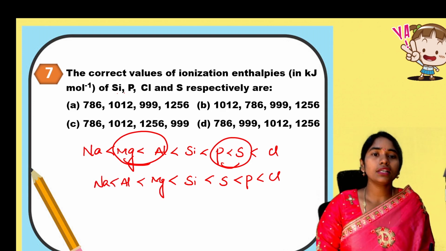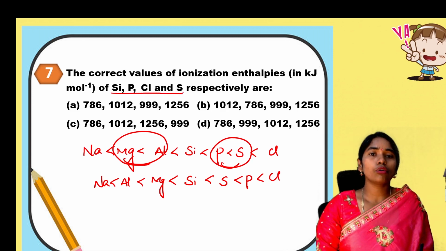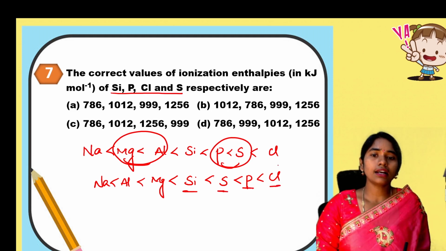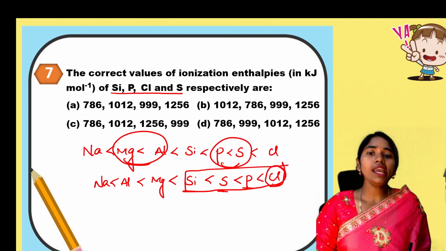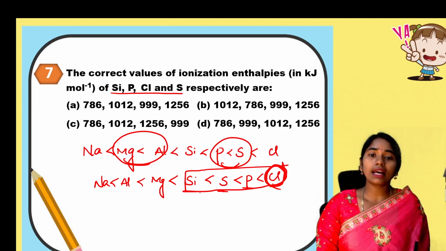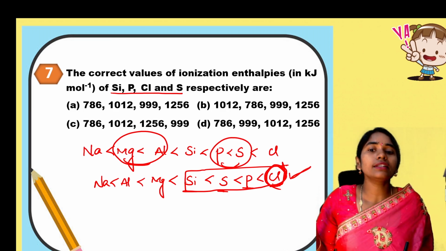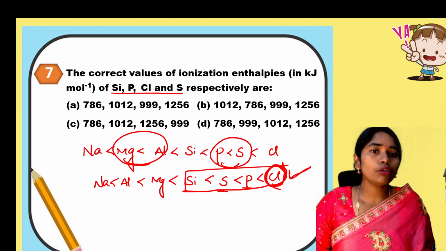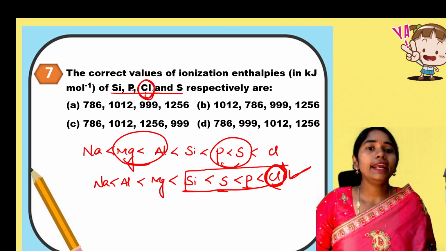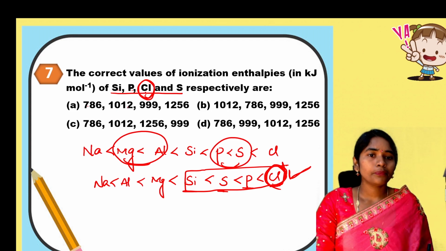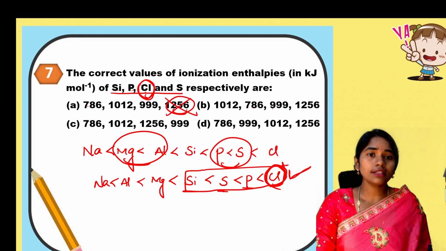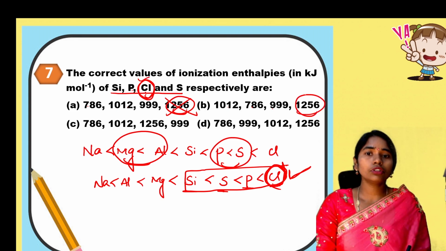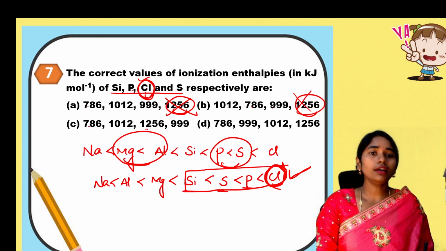Now here they're asking silicon, phosphorus, chlorine, sulfur. This is the correct order. In this, the chlorine value should be the highest according to the IE. So chlorine is in which position? Third position. Its value should be highest. So here the fourth value is highest, no. Here it is in the third position. Here also the fourth value is highest, no. Here is the correct answer.